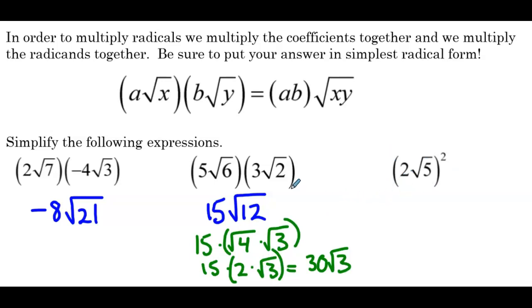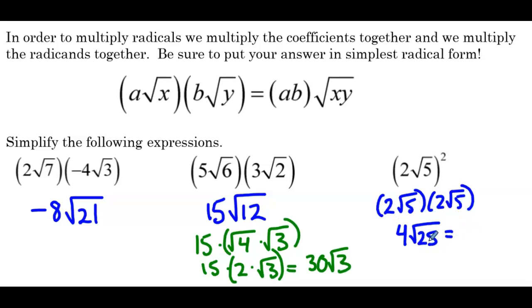The last example here, we have 2 times the square root of 5, quantity squared. So the first thing I would do is rewrite this as 2 times the square root of 5 times 2 times the square root of 5, right? Exponents are nothing more than repeated multiplication. We multiply the coefficients together. 2 times 2 is 4, and then times the square root of 25.